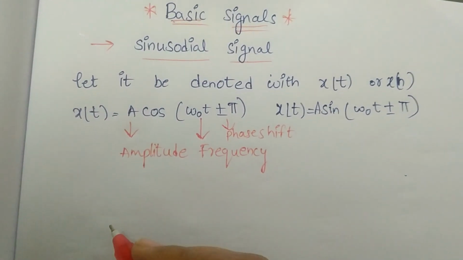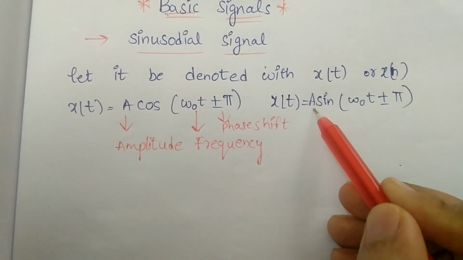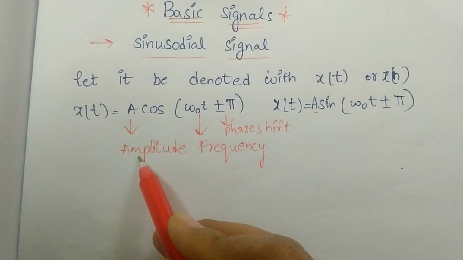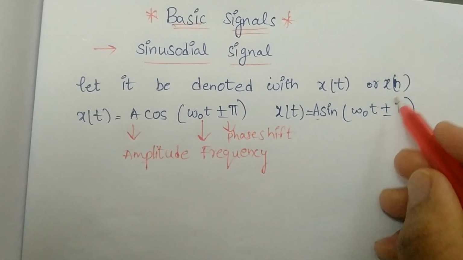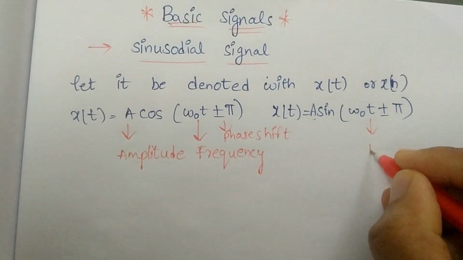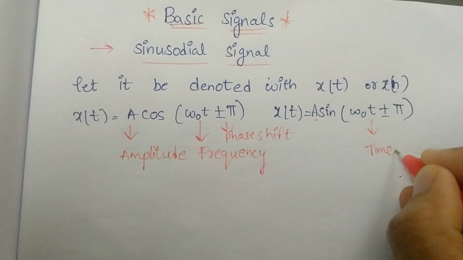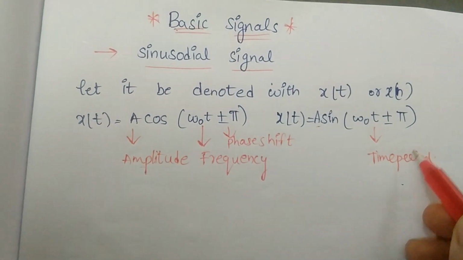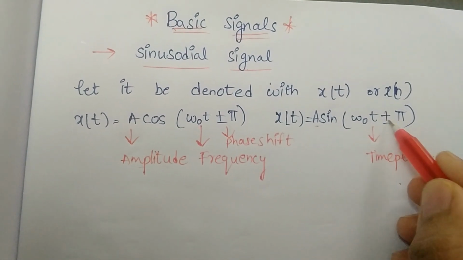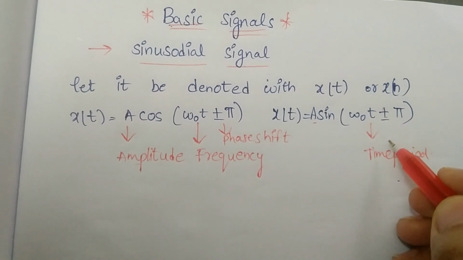Then this is also the same: A means amplitude, omega naught means fundamental frequency, and T means time period. Both are the same. Phase shift may be plus or minus.